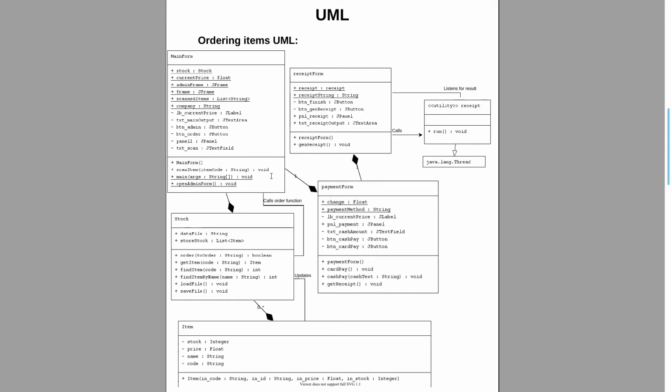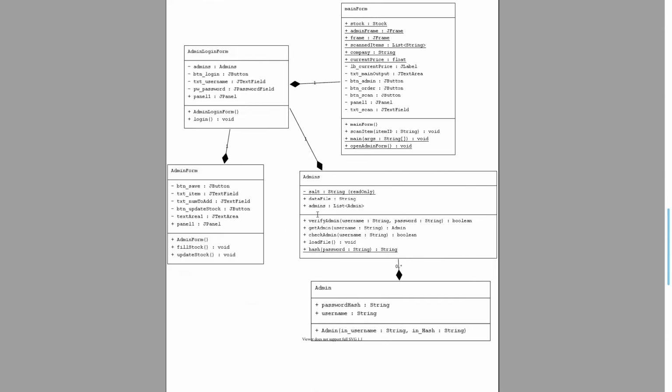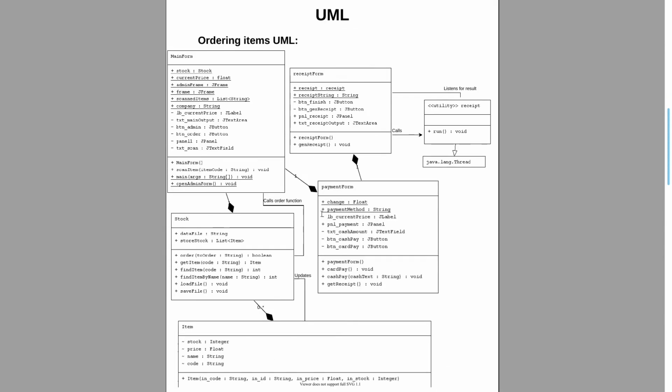So this will be the ordering ones, then we've got the signing in as admin and modifying stock as admin. All of the diagrams could go together, but we'll start off with the ordering items. So main form has a stock in it, and each stock has many different items in it. It's an aggregation link. If this was to disappear, these couldn't exist because they're all called in it. So when you scan an item, it calls a function in the stock, and that updates the item.